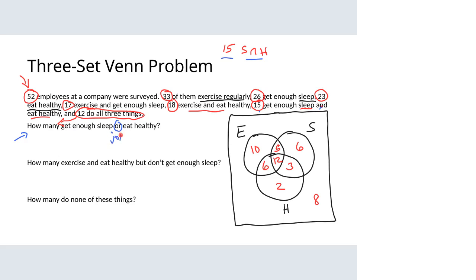So we want to join those sets together. You could think of it as get enough sleep or eat healthy. We're joining those. If you like shading, we're taking the sleep and we're joining it with the eat healthy. Or you can say, well, sleep or eat healthy. So I want to count anybody who gets enough sleep, and I want to join those with anybody who eats healthy. And so I need to add up all those numbers. And that'll be, let's see, 5 plus 6 plus 6 plus 12 plus 3 plus 2 is 34. I'm hopeful you're way ahead of me and had 34 there.